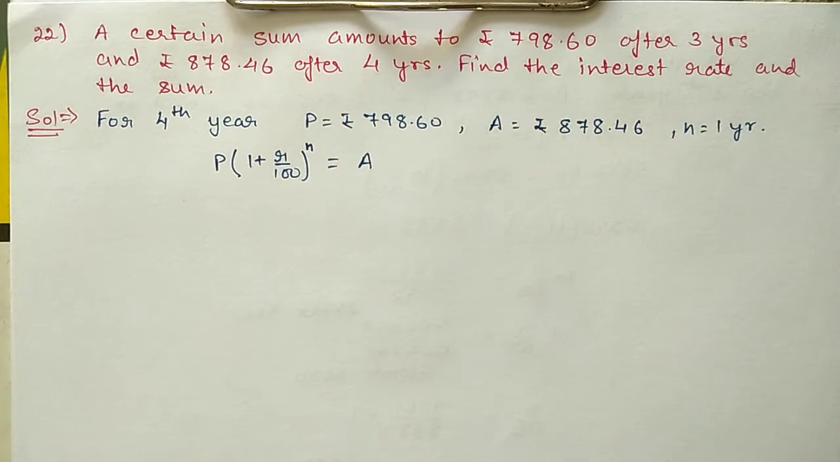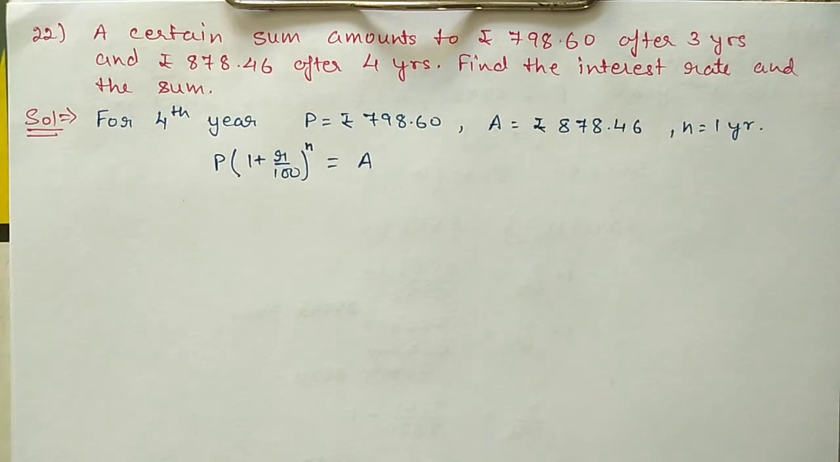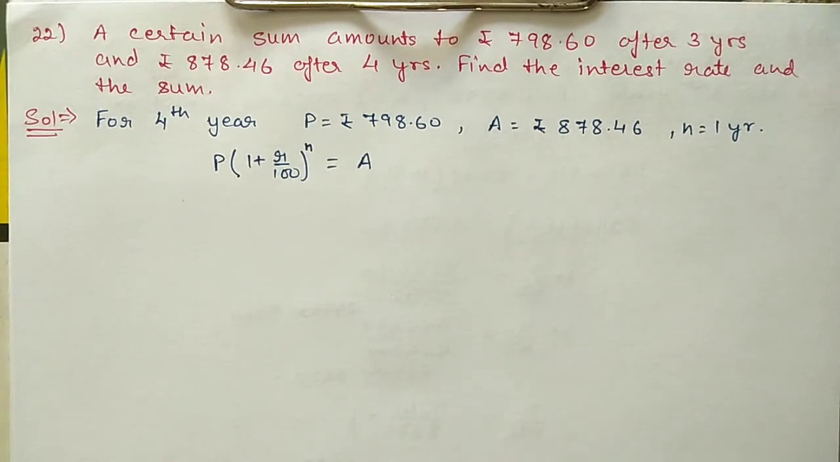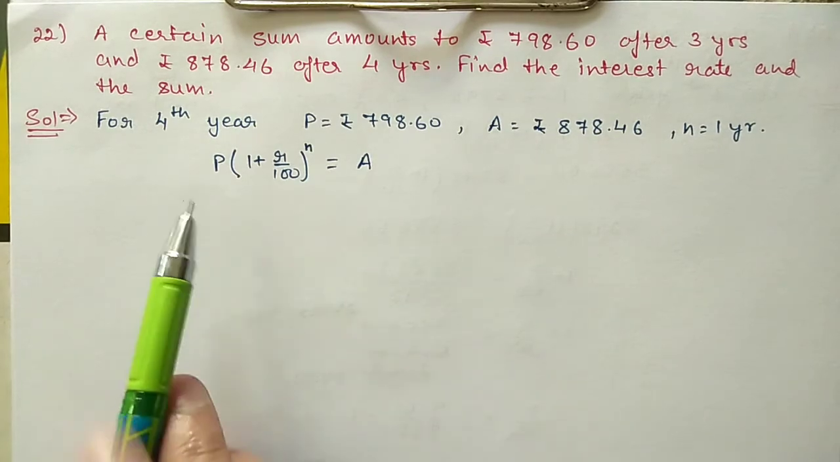Next, question number 22. A certain sum amounts to 798 rupees 60 paise after 3 years and 878 rupees 46 paise after 4 years. Find the rate of interest and the sum. This is similar to question number 21. We will do it with the same pattern. We will calculate here first for the 4th year.